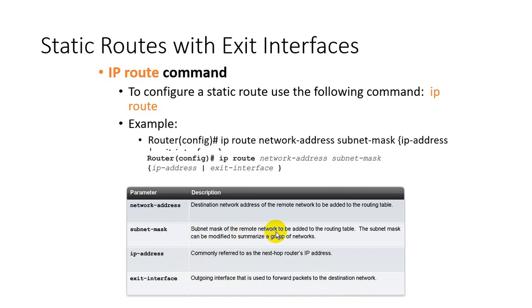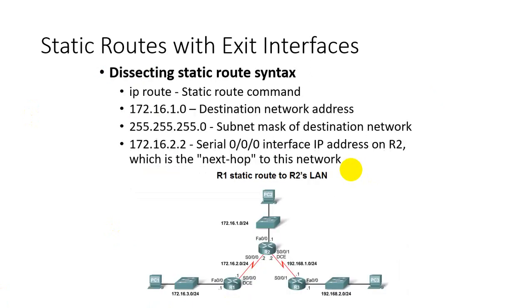Subnet mask of a remote network to be added to the routing table is the remote network subnet mask that needs to be added in the routing table. The subnet mask can be modified to summarize a group of networks. Destination network address of the remote network to be added to the routing table. This is something that we need to add in static routes.